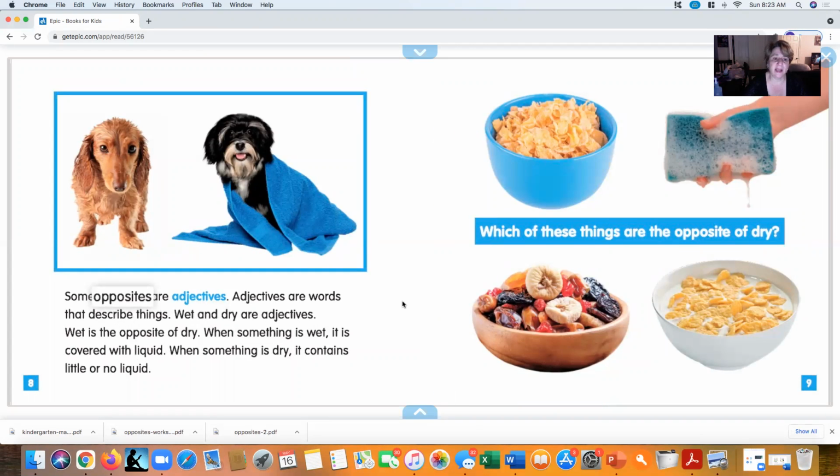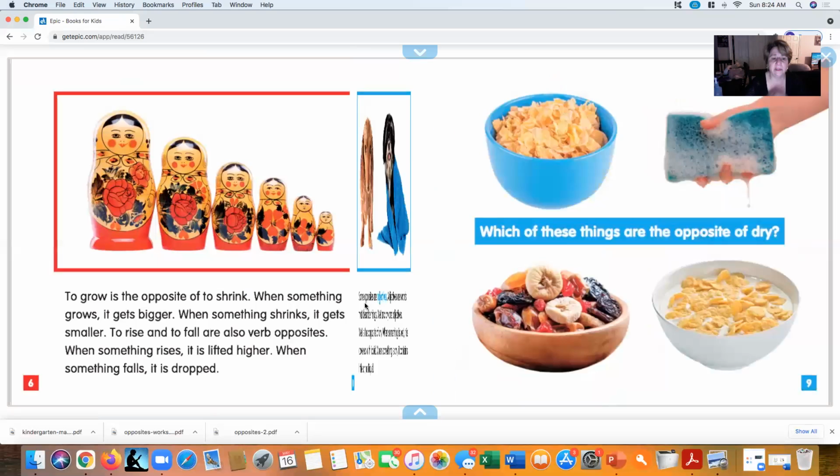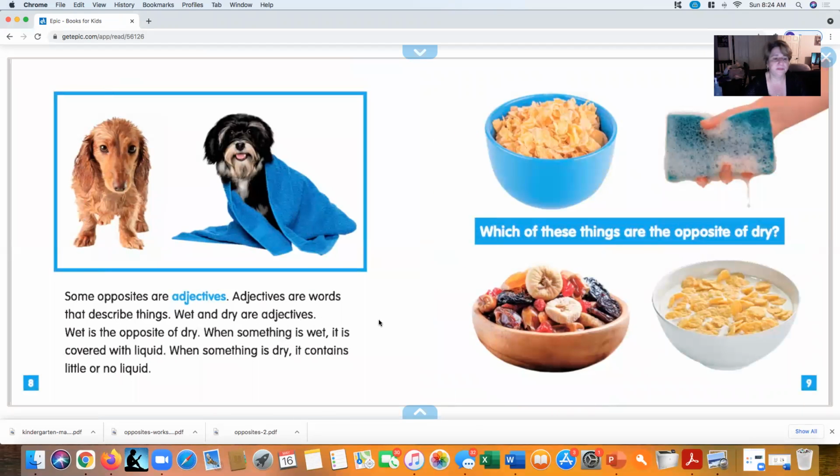Some opposites are adjectives. Adjectives are words that describe things. Wet and dry are adjectives. Wet is the opposite of dry. When something is wet, it is covered with liquid. When something is dry, it contains no liquid or a little bit of liquid.